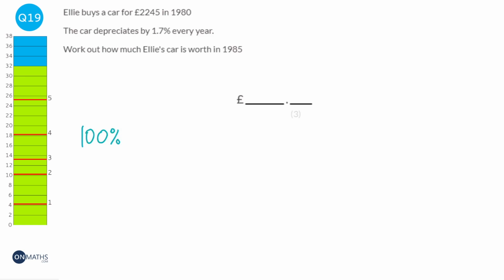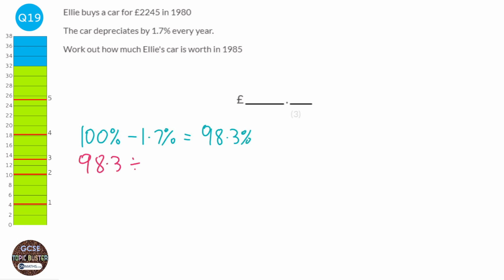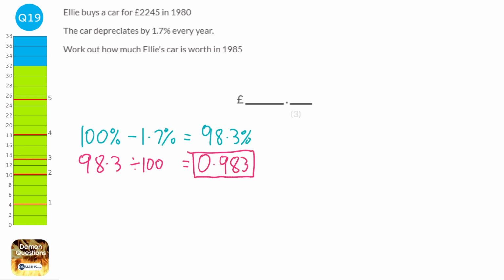So we're going to start off with 100%, and it says that the card depreciates. That means goes down by, so it goes down by 1.7% every year. So we do 100 take away 1.7, which is 98.3, and that's percent. And we want that as a decimal, or as a multiplier we call it. And so we just divide it by 100 to make it into a decimal, 0.983. And that's our multiplier. And the beautiful thing about a multiplier is we just need the amount of years. Well, it says from 1980 to 1985. So that's going to be 5 years.